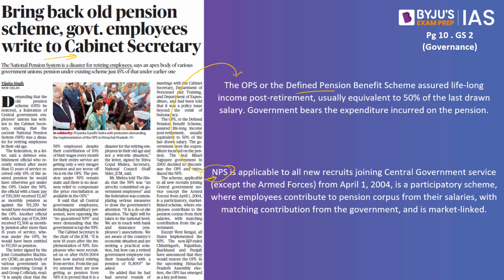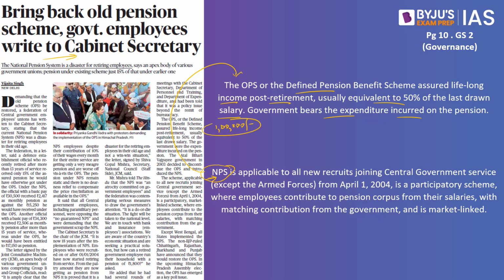First, we have to understand the meaning of the old pension scheme. Under the old pension scheme, or the defined pension benefit scheme, there is an assured lifelong income post retirement, usually equivalent to 50% of the last drawn salary. The government bears the expenditure incurred on the pension. What do we mean by the old pension scheme? Let's say, for example, the retirement age is about 60 years. At the age of 60, let's say the person is drawing a salary of about 1 lakh.